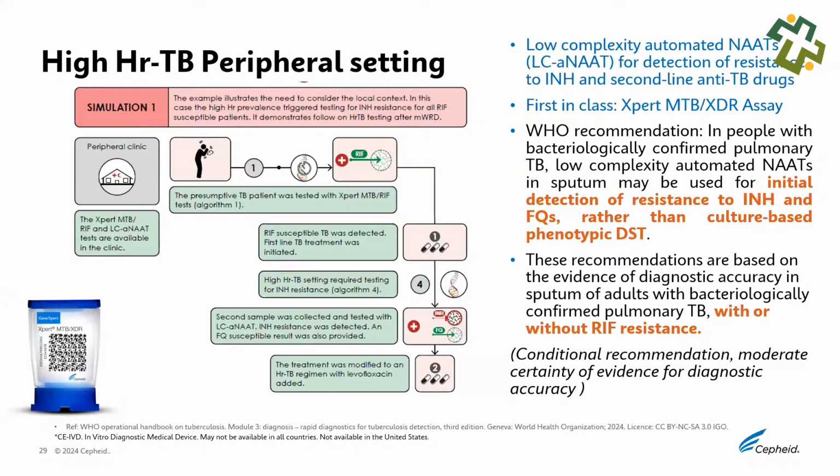So this is another peripheral setting pathway. In this peripheral setting with high isoniazid resistant TB, the Xpert detects rifampicin resistance first. As we did mention on the previous slide, the GeneXpert first line testing is going to give results for rifampicin resistance as well. Even according to this WHO pathway, it then gets reflexed to check on the isoniazid resistance, enabling tailored treatment without needing a centralized lab.